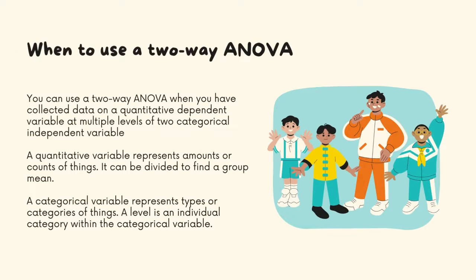When to use a two-way ANOVA? You can use a two-way ANOVA when you have collected data on a quantitative dependent variable at multiple levels of two categorical independent variables. A quantitative variable represents amounts or counts of things. It can be divided to find a group mean. A categorical variable represents types or categories of things. A level is an individual category within the categorical variable.